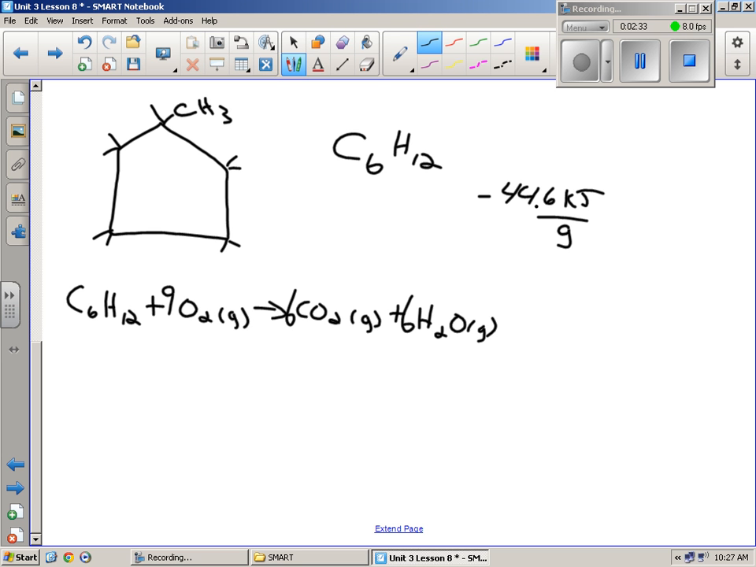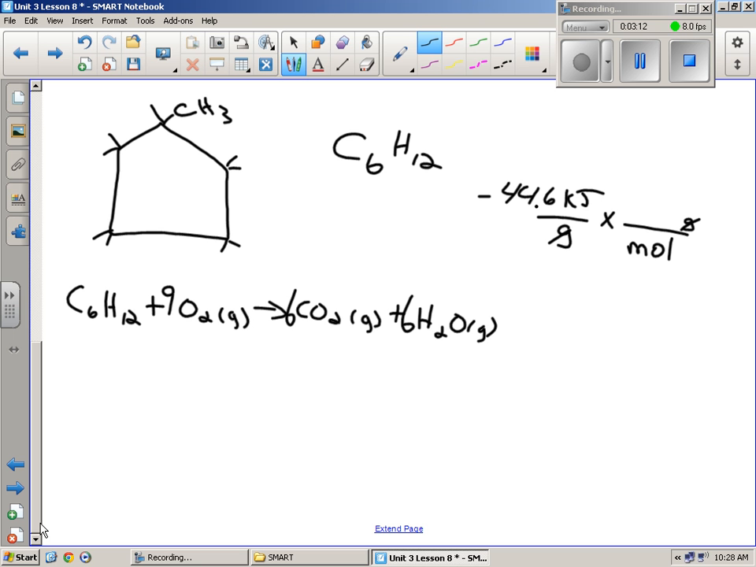How are we going to get that into kilojoules per mole? Well, you're going to have to find the molar mass of C6H12, yes? So we're going to figure out the molar mass by that. Remember, because molar mass is grams per mole, yes? So if we multiply it by the molar mass, we're changing kilojoules per gram into kilojoules per mole, yes? Because the grams are going to cancel here. Kilojoules per gram, we're going to be left with kilojoules per mole.